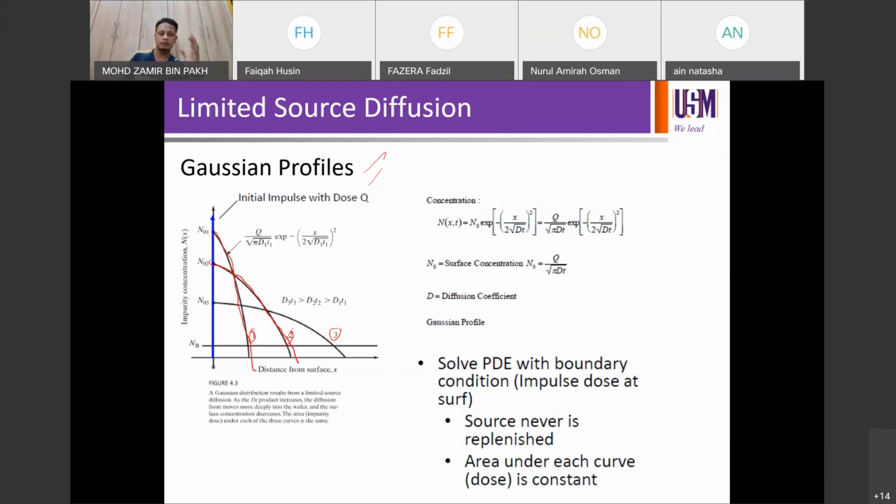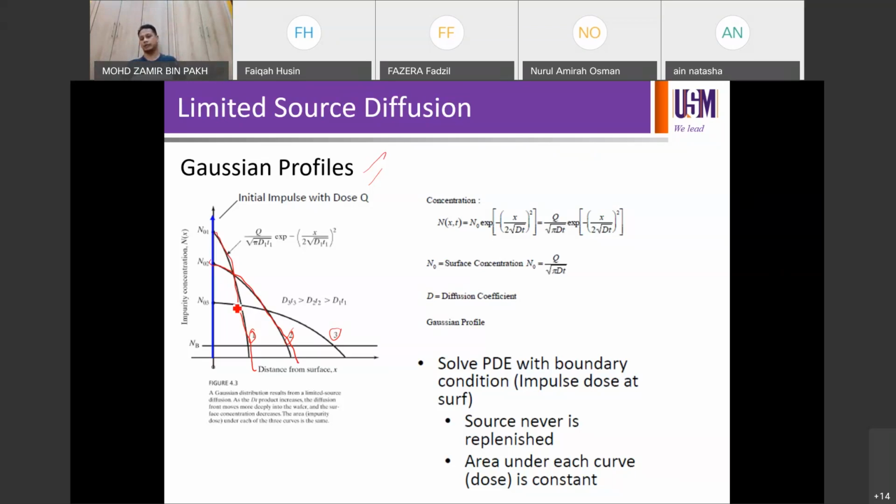On the other hand, if you look at Gaussian, limited source, you supply maybe for like 20 minutes or 30 minutes, then the moment you run the process longer, your source at the surface is going to be depleted. So the longer you run, the more the phosphorus at the surface will be consumed into the silicon. Maknanya you akan deplete the value of N naught as you go longer, right? So you're gonna see that your N naught decreases if you go longer, and your profile going deeper.